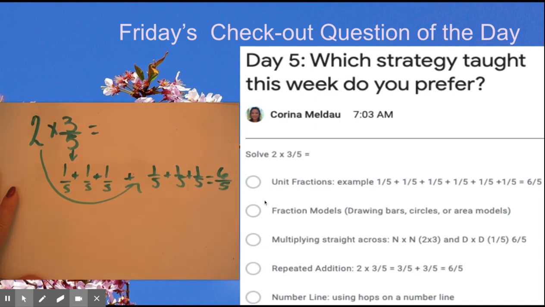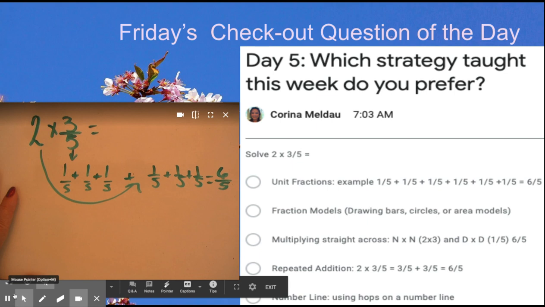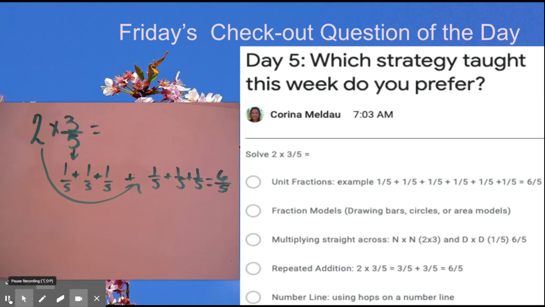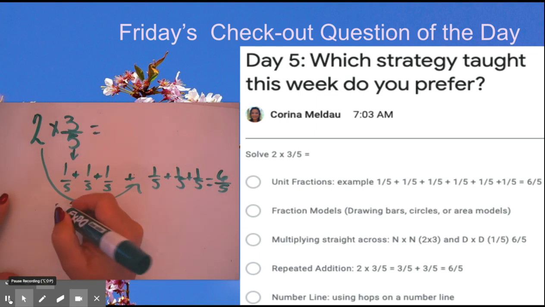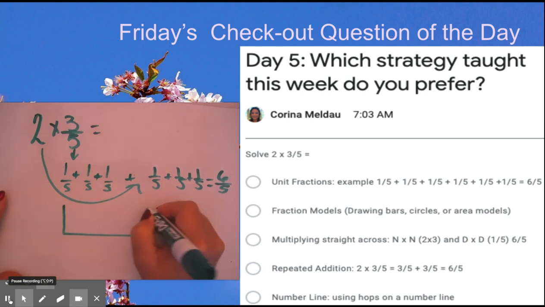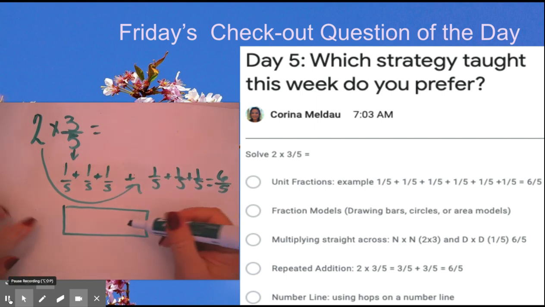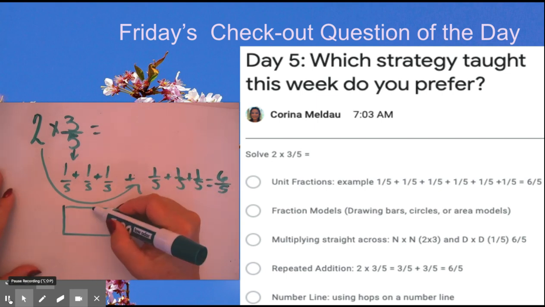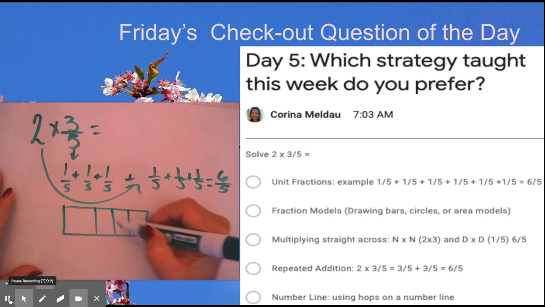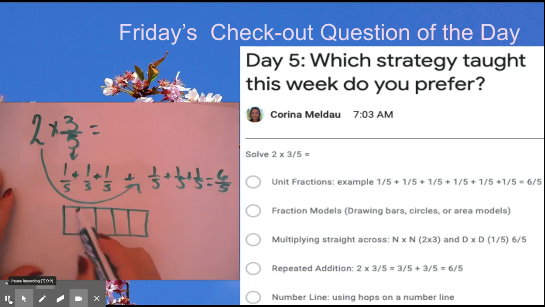The second one was fraction models. And fraction models are basically drawing out these unit fractions. So you have, I need 3/5, so let's say that this is my whole. I just gotta make sure I have 5 total pieces, and then I need 3. 1, 2, 3, and I just do that again. 1, 2, 3. So I'm just looking at this right here.